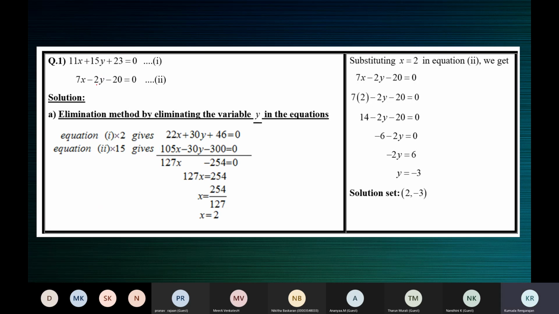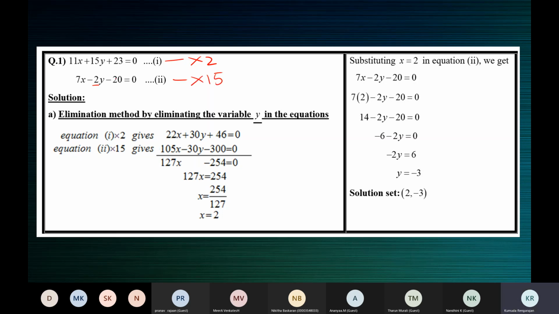You want to eliminate the variable y. If you want to eliminate the variable y, you must make the coefficient of y the same in both the equations. What is the LCM of 15 and 2? The LCM of 15 and 2 is 30. That means you must make 15 into 30 and 2 also 30. How will 15 become 30? When you multiply it by 2. And how will 2 become 30? When you multiply it by 15.